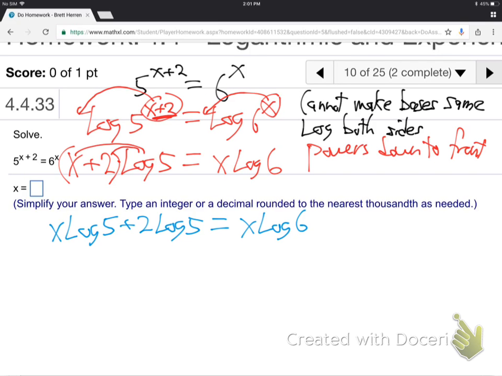Everybody good with that first off? So that log 5, in a minute it'll just be a number, but for now we just distribute it like a number.